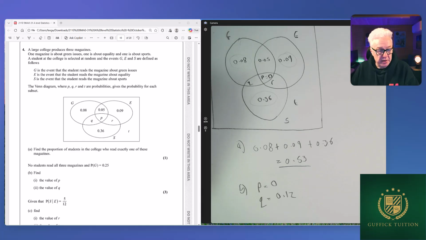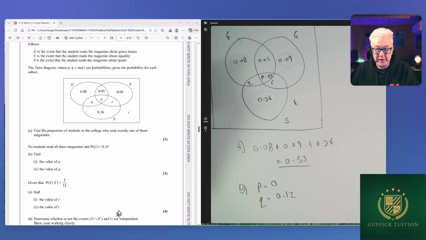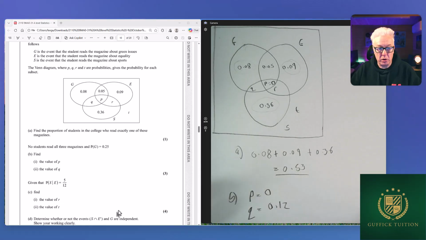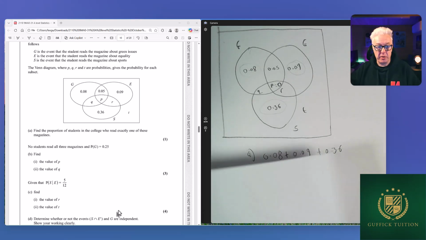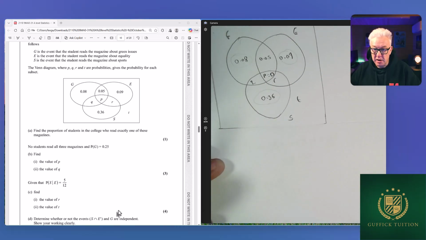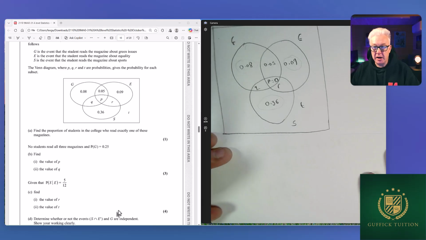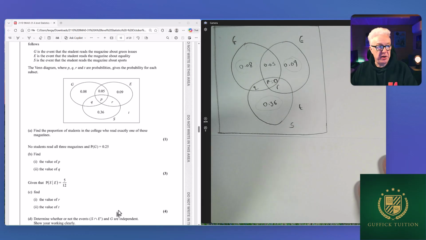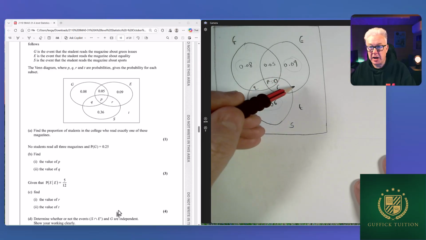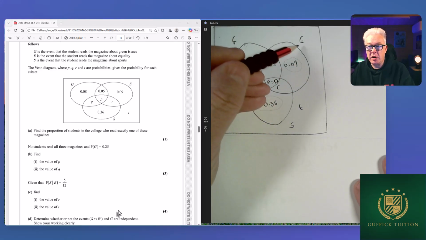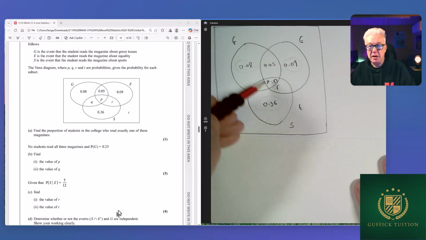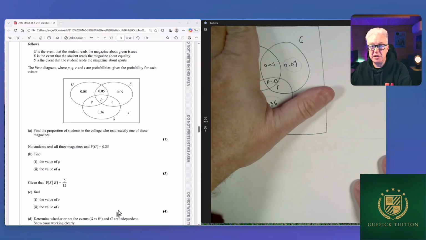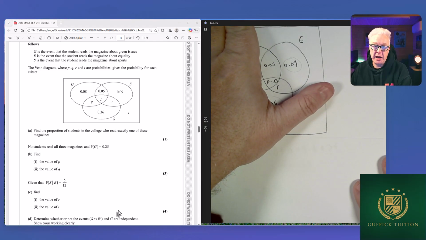Now, it says, given that the probability of S given E is 5/12, find the value of R and find the value of T. Now, let's think about what it means when it says the probability of sports given equality. So we've got conditional probability, and I think the easiest way to think about this is to think about a reduced sample space, okay? So what we're saying is if we've got given equality, then the whole sample space is reduced to just that circle there, okay?